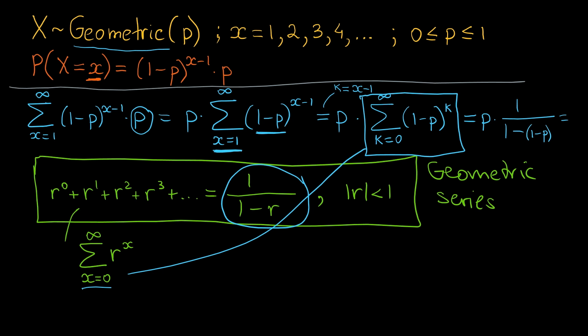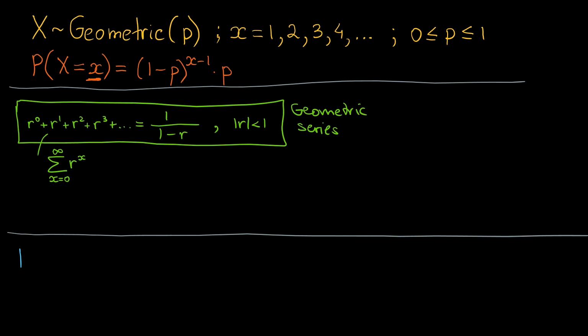And then in the denominator, you'll see that we have this 1 minus 1, so that's 0, and there's a minus p, which is just p, and so we have p times 1 over p, and that's just 1. Okay, so we have shown that this is a legitimate PMF in that it sums to 1 over the support.